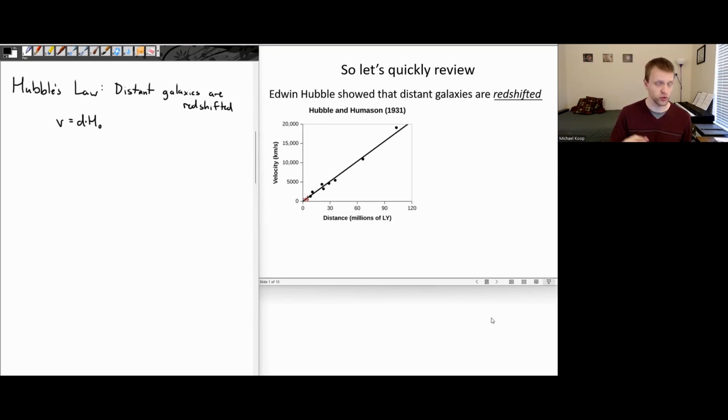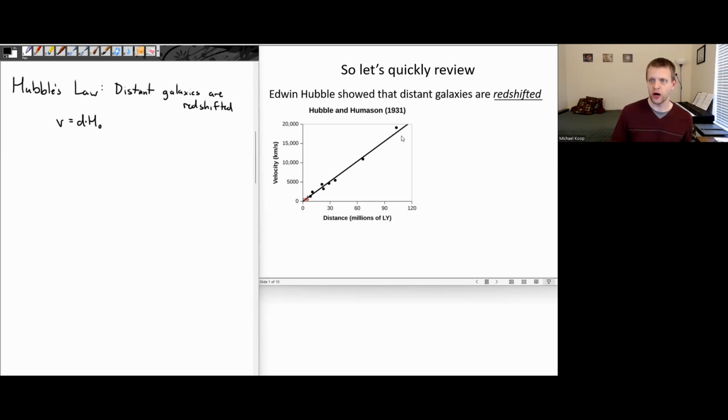jump into the Big Bang, because we're going to have to be talking about some ideas in particle physics, the structures of atoms, the fundamental forces. So I wanted to spend this time just going over some of that key information. A couple of important points to review.